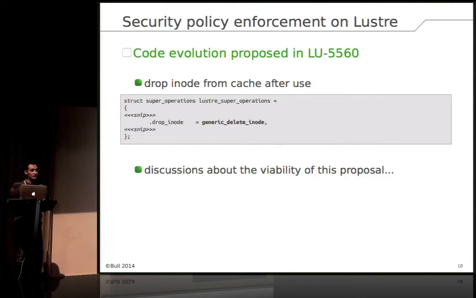So this is why we define the drop inode function to be generic delete inode. And with this, after every file or directory use, the inode will be dropped from cache. We made this proposal inside LU 5560, and we're still discussing with Intel. You will see why.